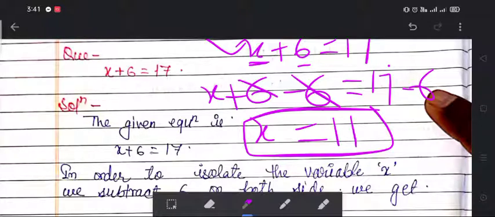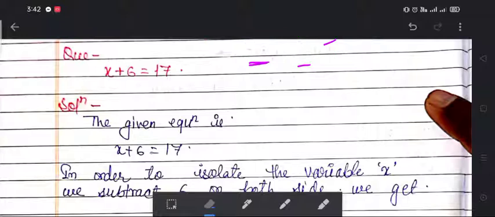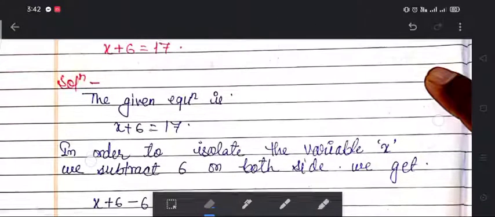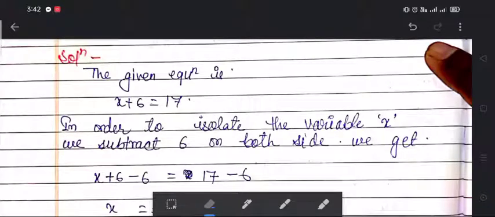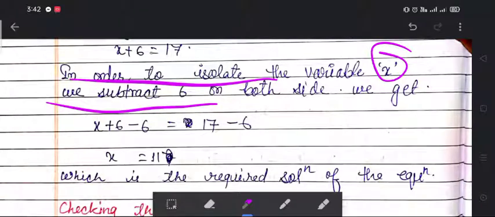Students, I hope the process by which we did the simultaneous operation on both sides is clear. So here the solution is given. In order to isolate the variable x, we have to subtract 6 on both sides. So when we subtract, we get x plus 6 minus 6.